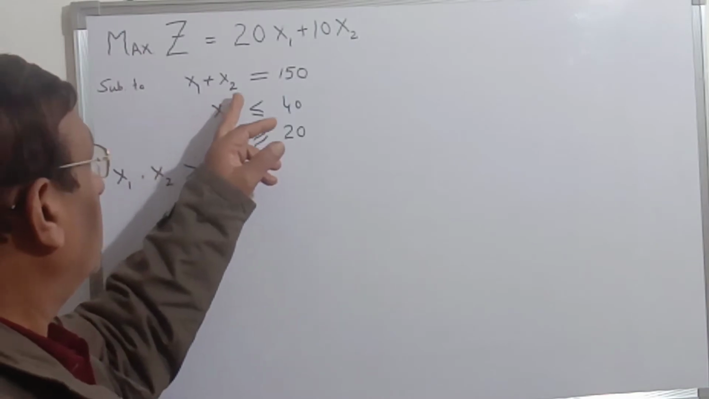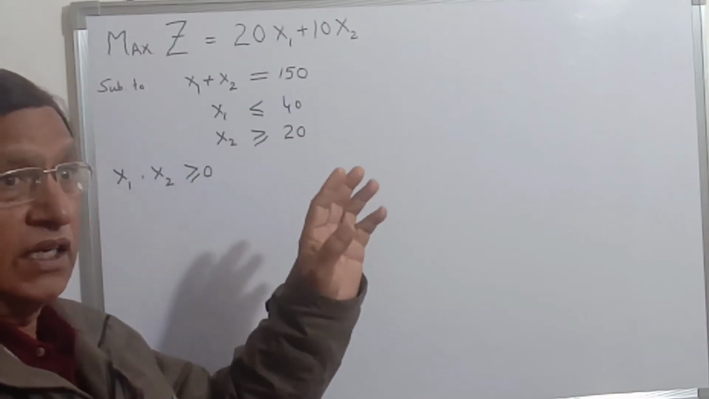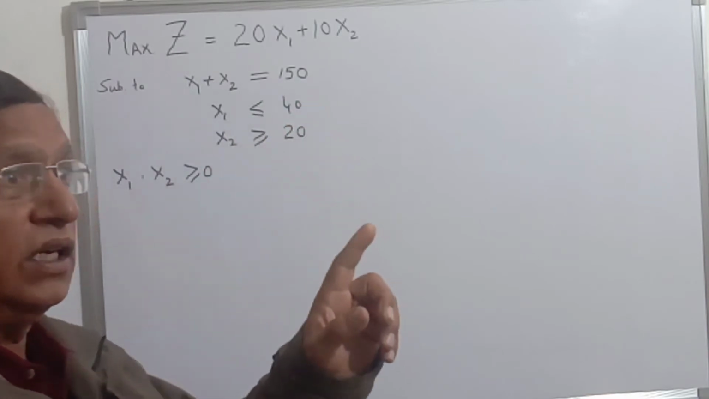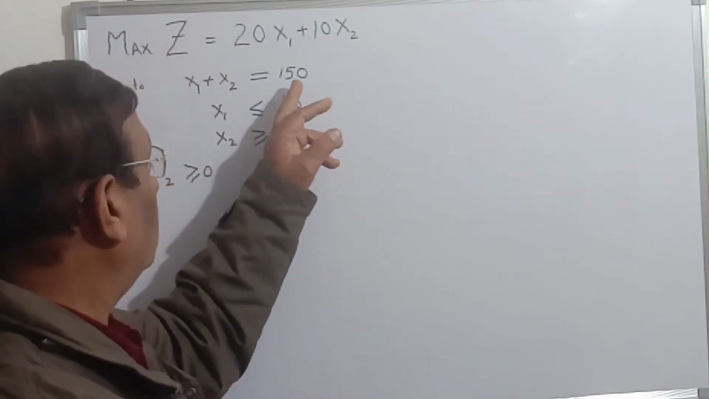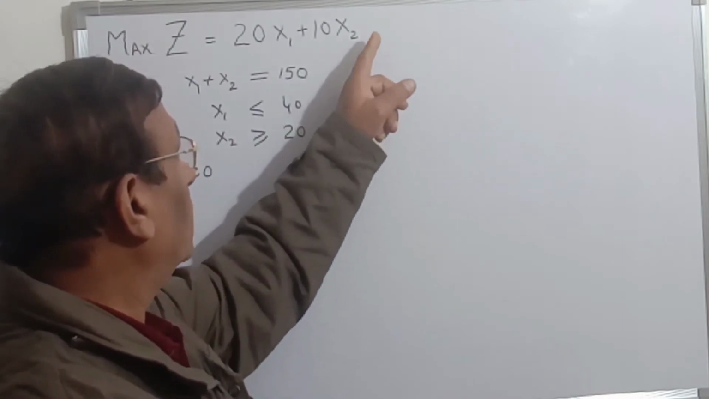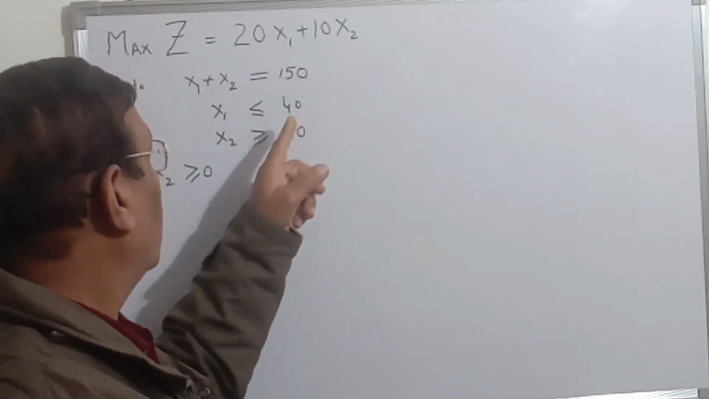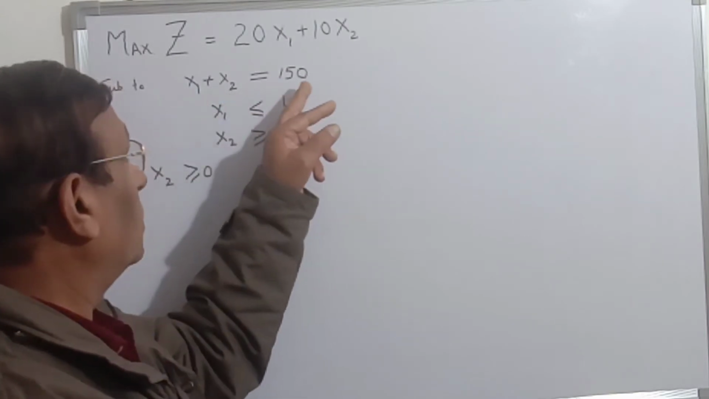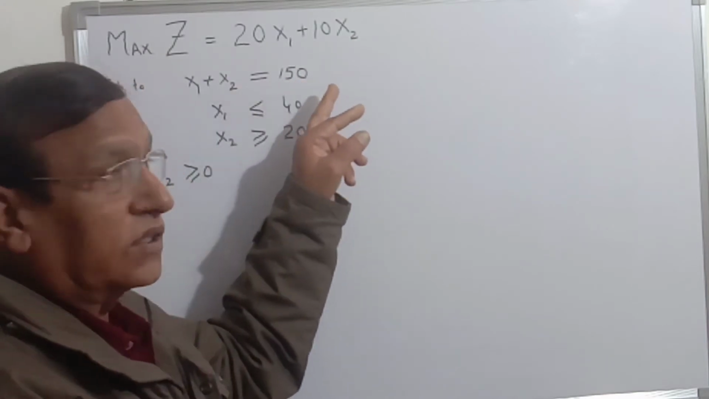The first equation is of exactly equal to type. When any equation is exactly equal to type, it means only an artificial variable is to be used. So here in the first equation we will use the first artificial variable with minus m coefficient in the objective function and 1 coefficient in the first equation. I repeat, the artificial variable will be introduced in the first equation with minus m coefficient in the objective function and 1 coefficient in the first equation.